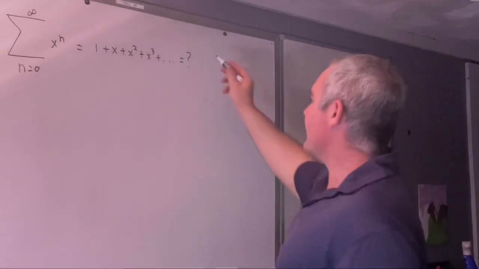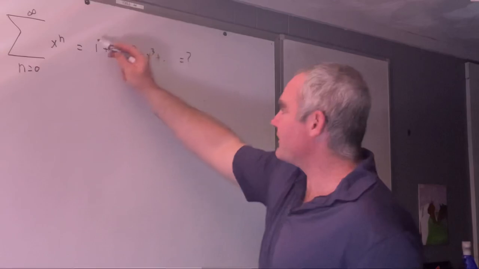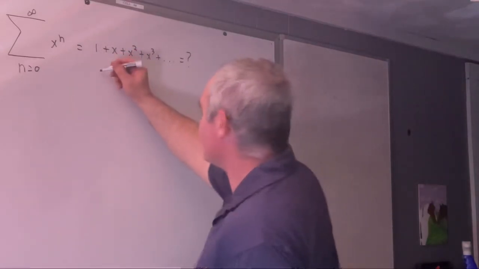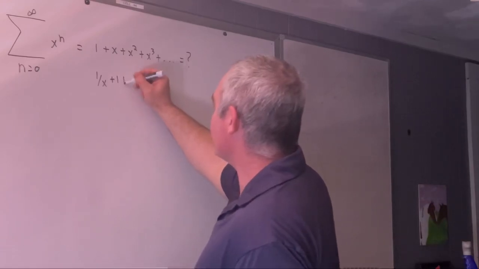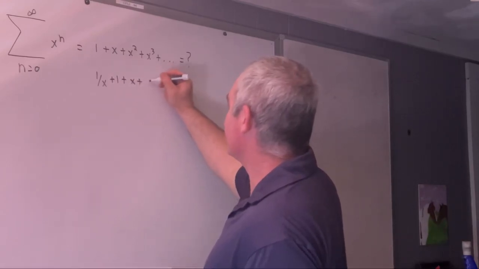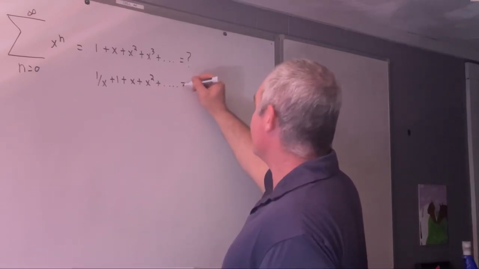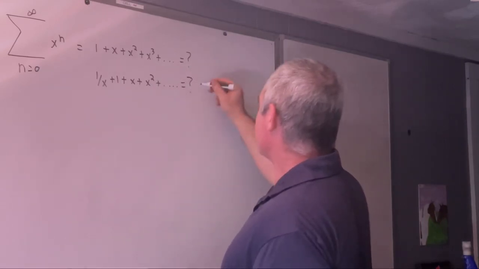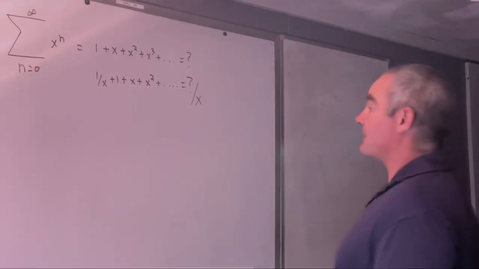All right, now we'll take this equality and divide both sides by x. That's going to give us 1 over x plus 1 plus x squared plus on and on and on forever. And that's still equal to question mark, only divided by x. So that's equal to question mark over x.